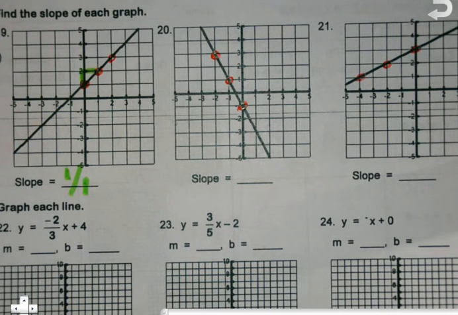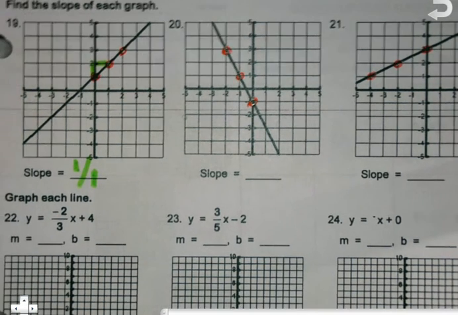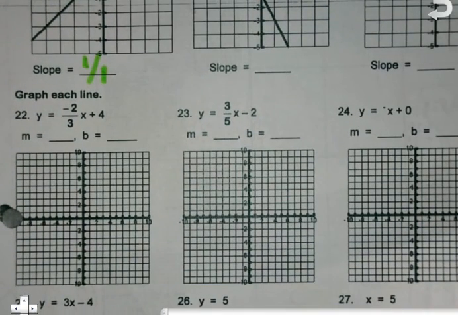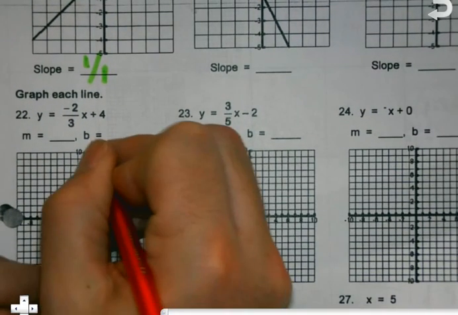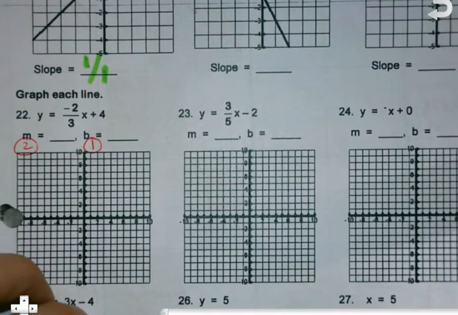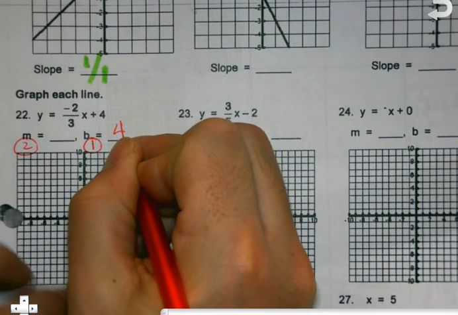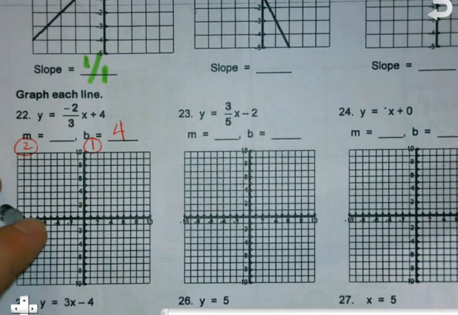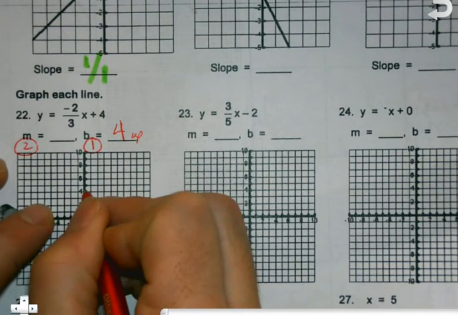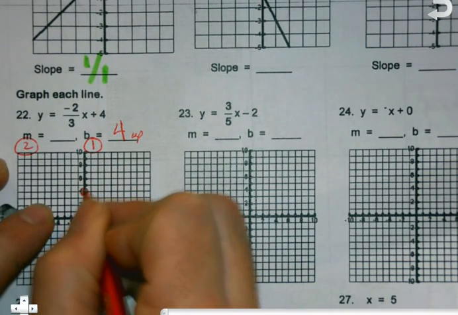Okay? When it says graph the line, it's the same thing that we were just doing before. So like if we're doing 22, my y-intercept is going to get done first, slope gets done second. Which number there's my y-intercept? 4 is, okay? So if 4 is my y-intercept, which way am I going to go? Up 4, nice big dot in there.